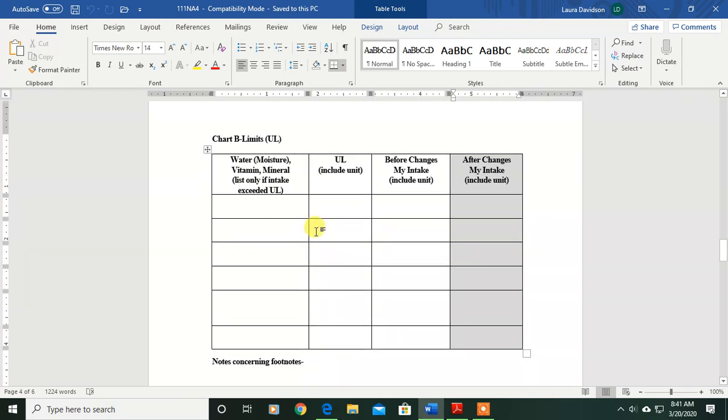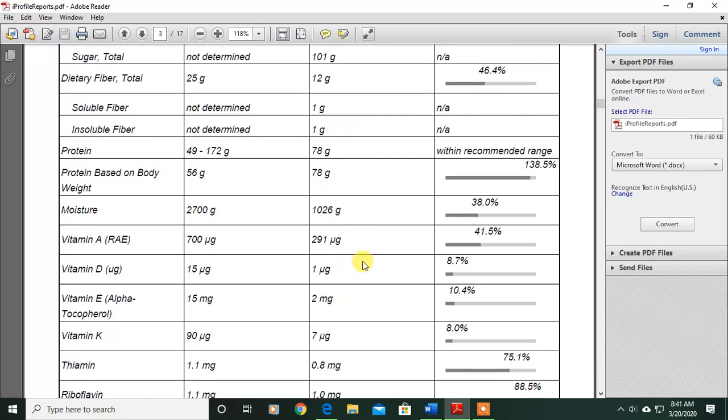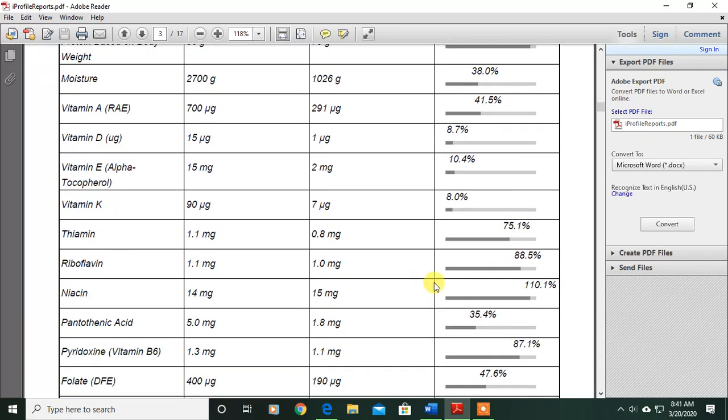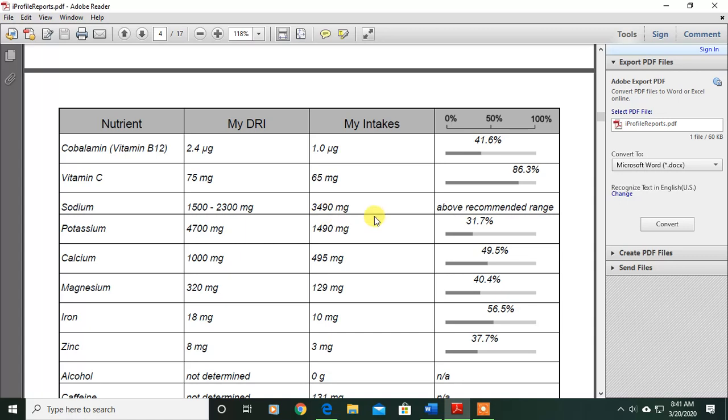Now next, you're going to look on your report to see if any of your intake values were above the UL. If they were below 100%, they can't be above the UL. You don't get enough, so you can't be short and also be excessive. So you only have to really check things that are above 100%. But that doesn't mean that this is too much, but you need to compare your intake to the UL for anything above 100%.